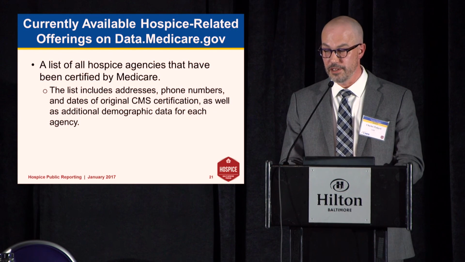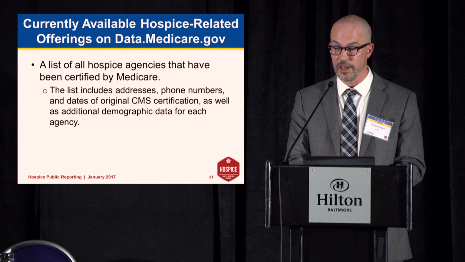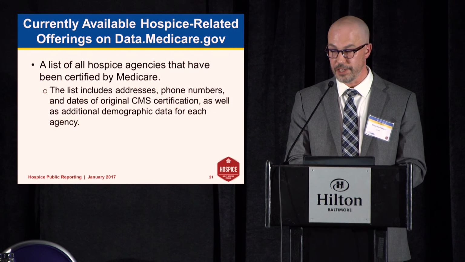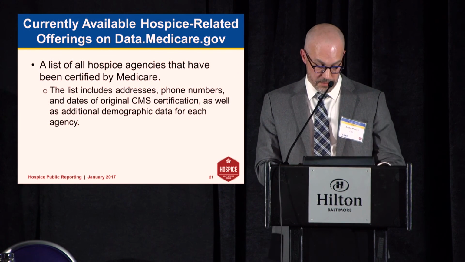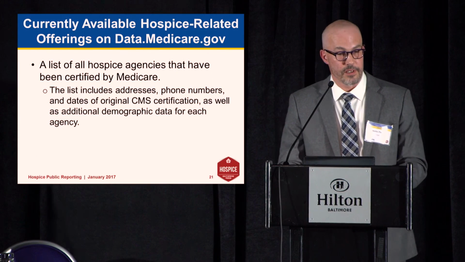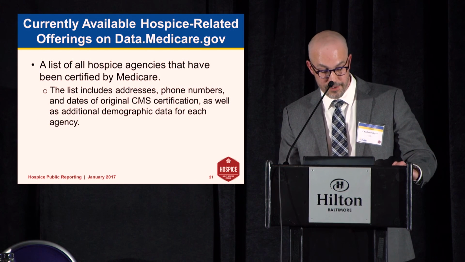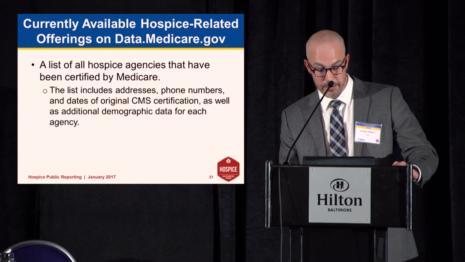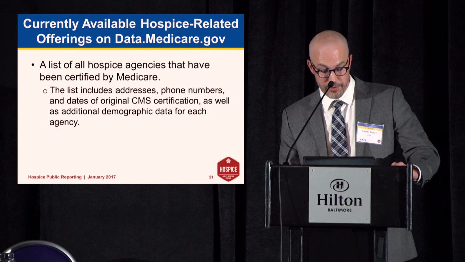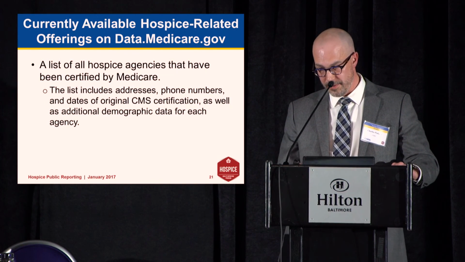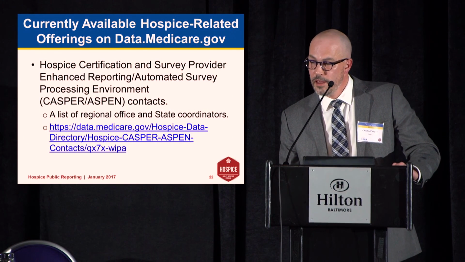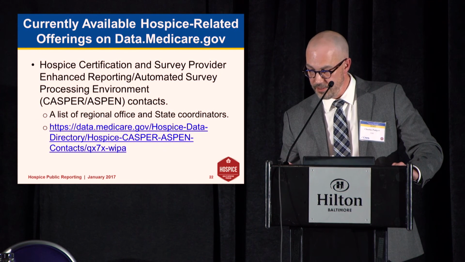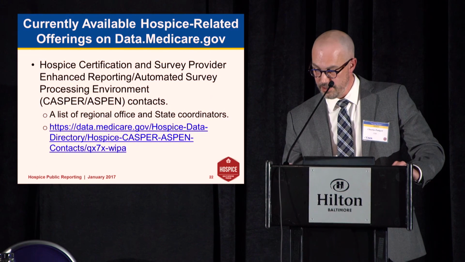Currently available offerings on data.medicare.gov: we list all of the hospice agencies that have been certified by Medicare, and that list includes the addresses, phone numbers, the dates of original CMS certification, as well as additional demographic data, proprietary versus nonprofit, freestanding versus those hospices that contract with hospitals for their inpatient needs, as well as a listing of hospice CASPER and ASPEN contacts. There's email and phone contacts for those folks, and you can also view a map of the CMS regional offices within data.medicare.gov. Lastly, this slide lists the web address or the direct link.